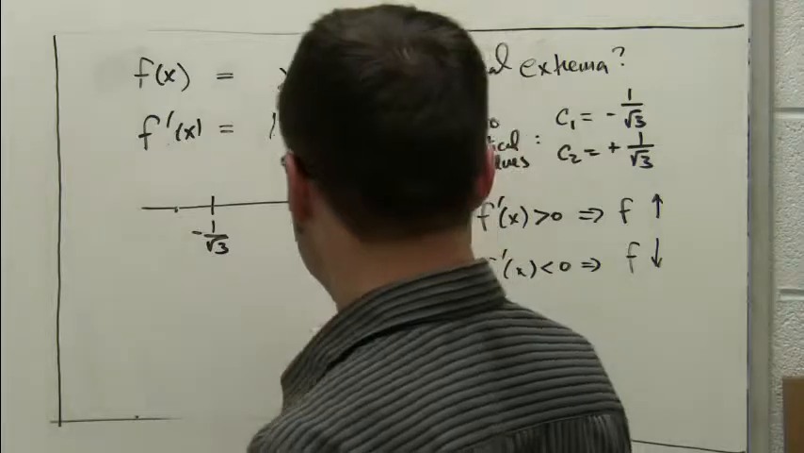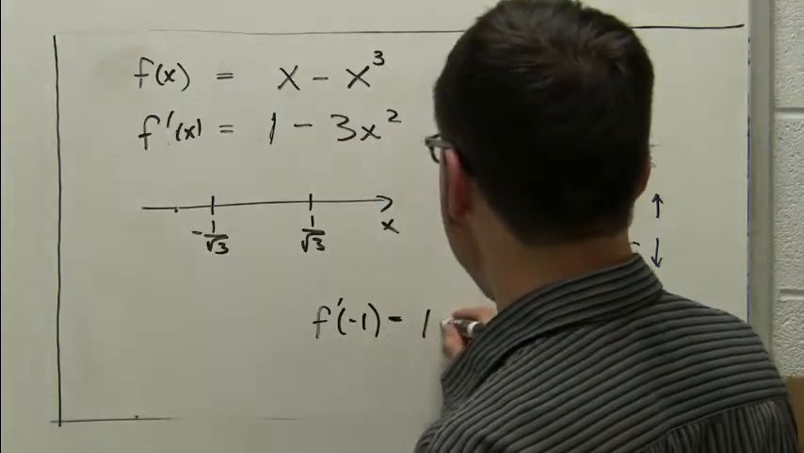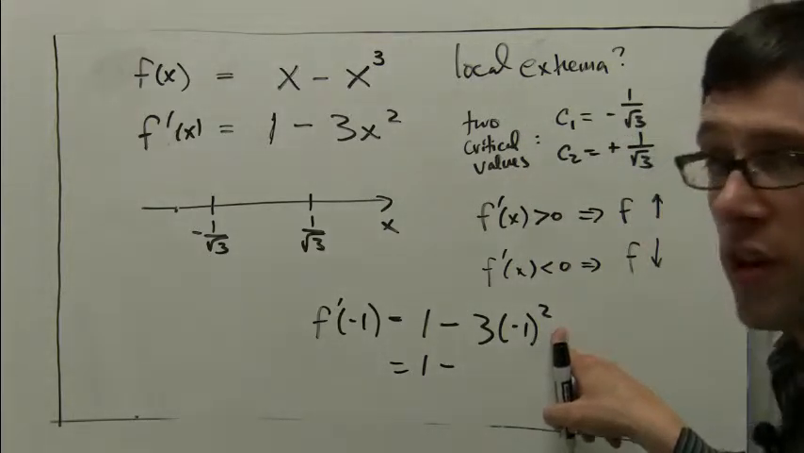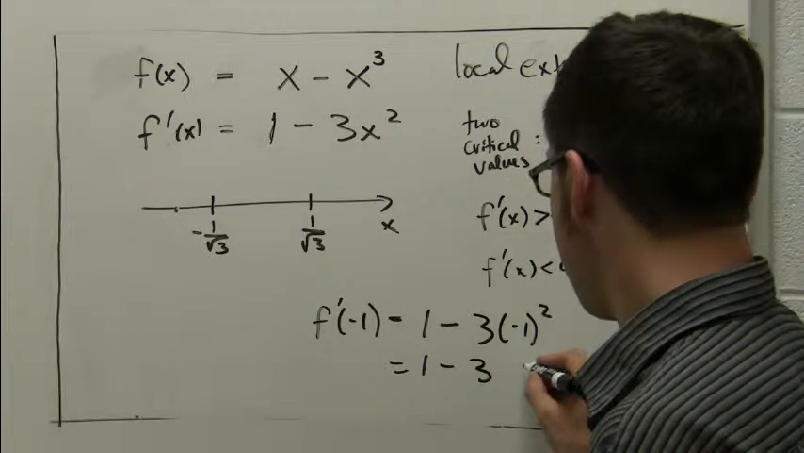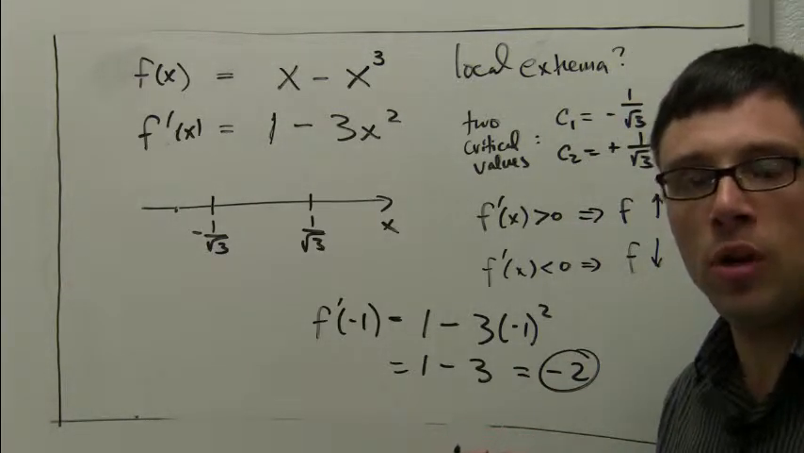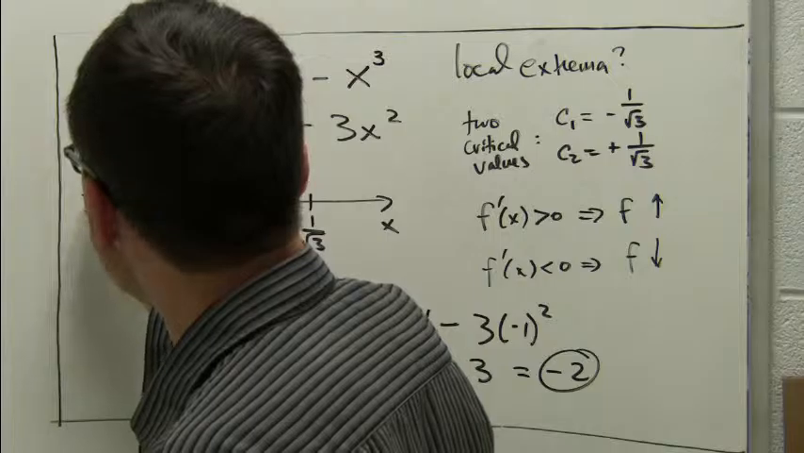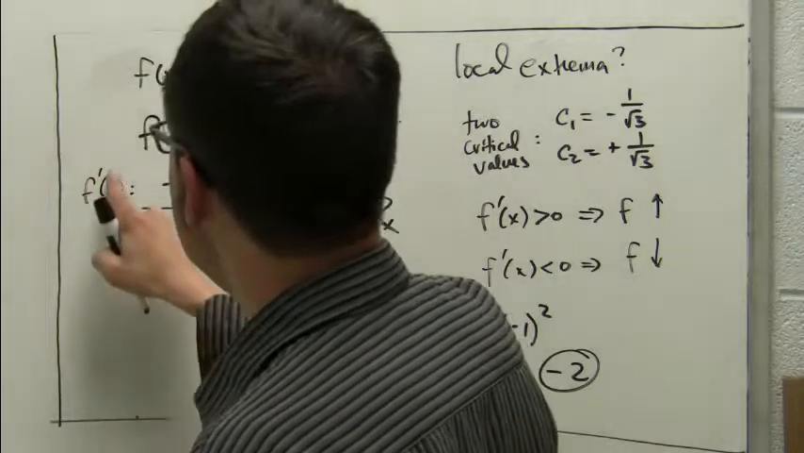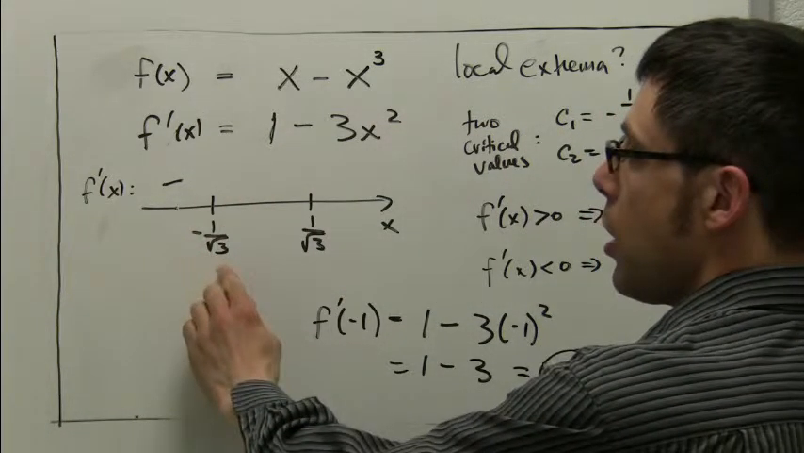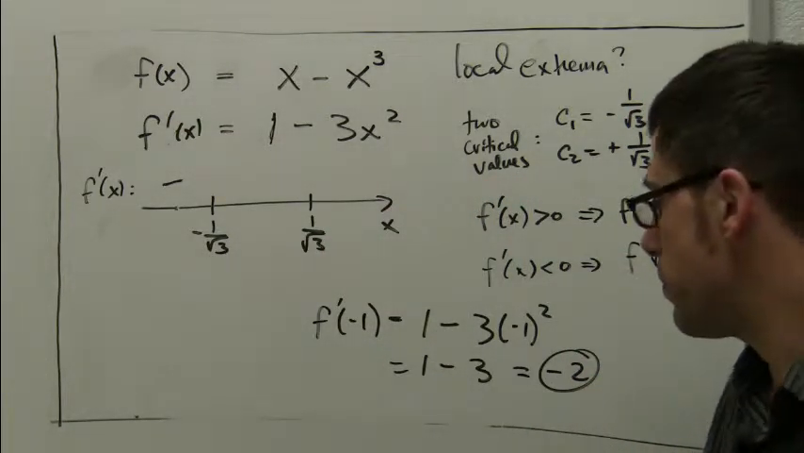If I plug negative 1 in, f prime at negative 1 is 1 minus 3 times negative 1 squared. Negative 1 squared is a positive 1, so this is 1 minus 3, and that's going to be negative. I don't care what it really is. It turns out to be negative 2. All that really matters is that it's negative. And again, I'm going to write f prime of x just to remind you that this is the sign of the first derivative. I've plugged a test value in before this critical value, because remember, critical values are just x values, just points in the domain of the function. I get something negative.